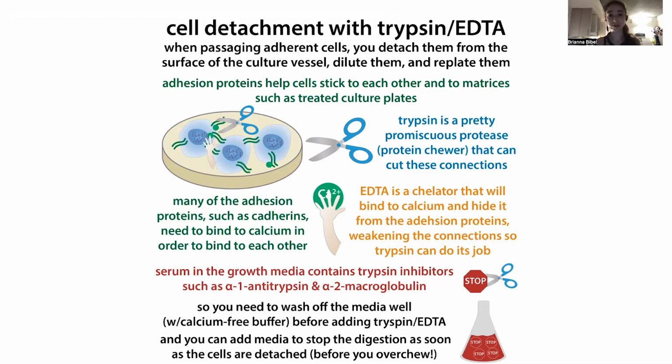But once it's cut off, then we inhibit it, typically by adding media with serum in it, which is going to inhibit the trypsin, which is the protease that's cutting them off of the dish.